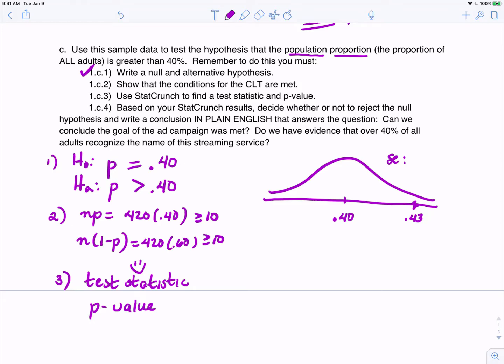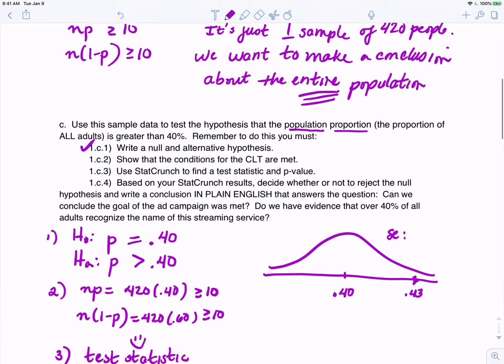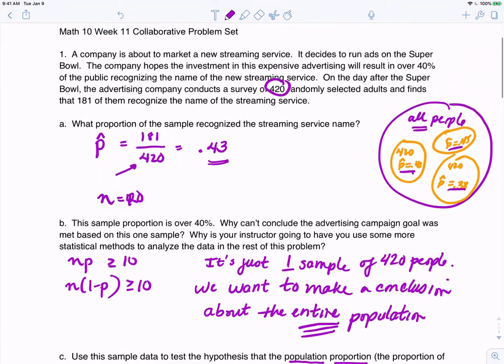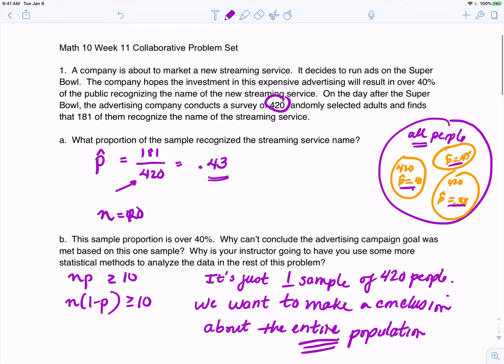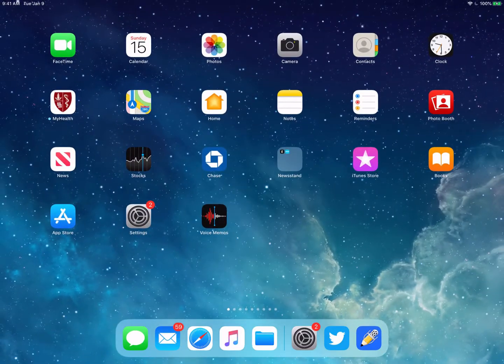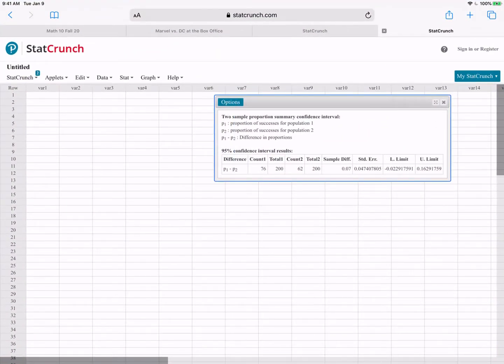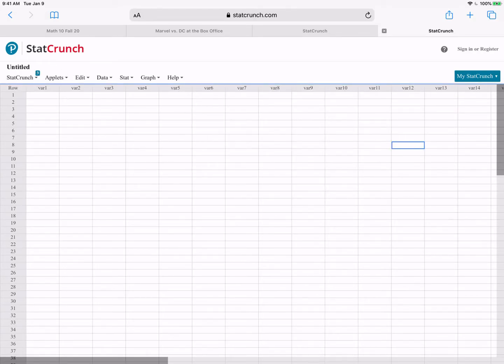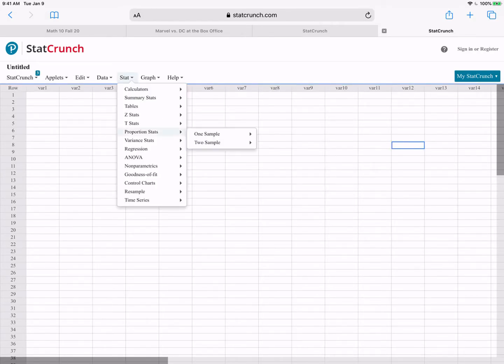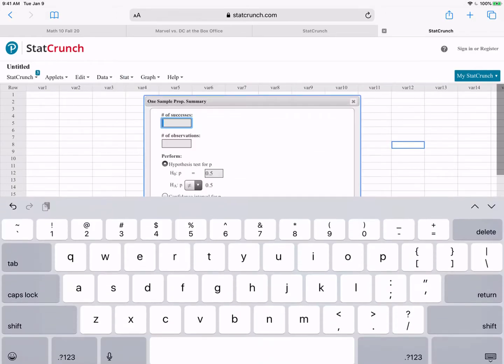So let me just write down the data in this problem, because once I navigate over to StatCrunch, I won't be able to see the problem anymore. All right, so here we go. So we come here to Stat, Proportion Stats. We have one group, and we have a summary.